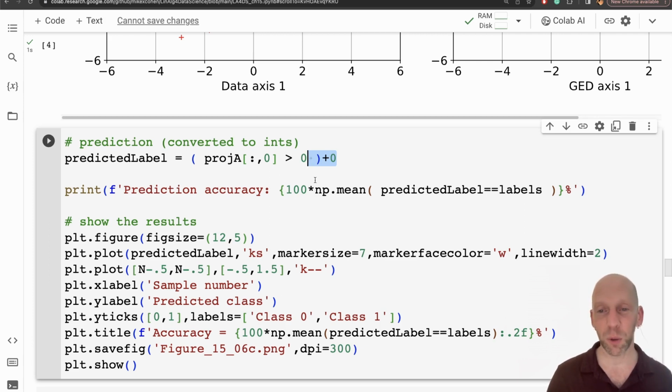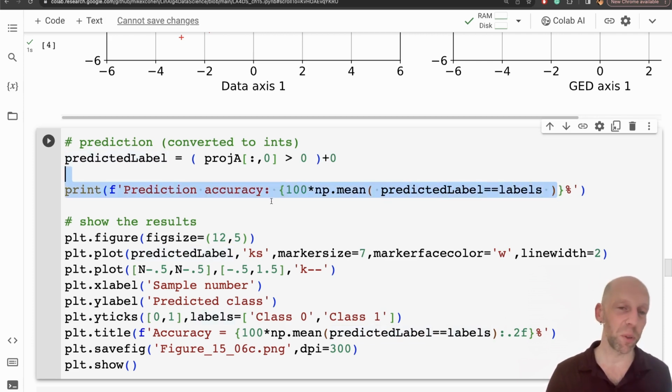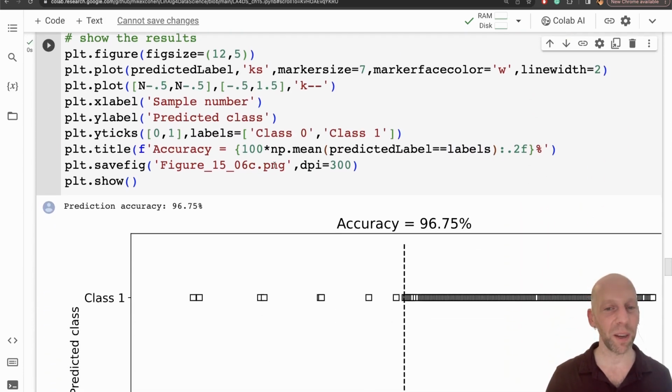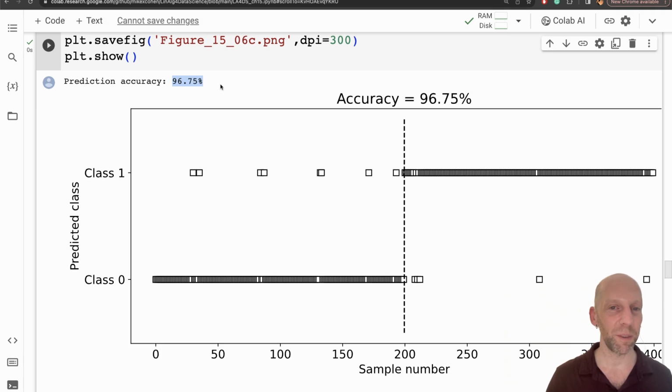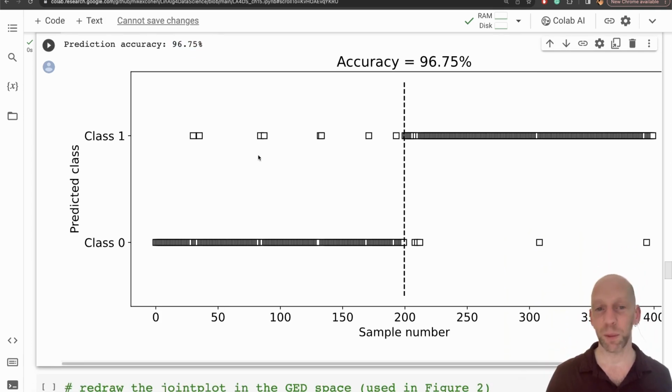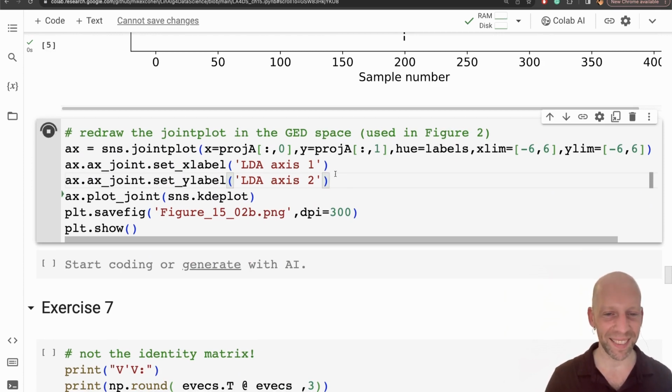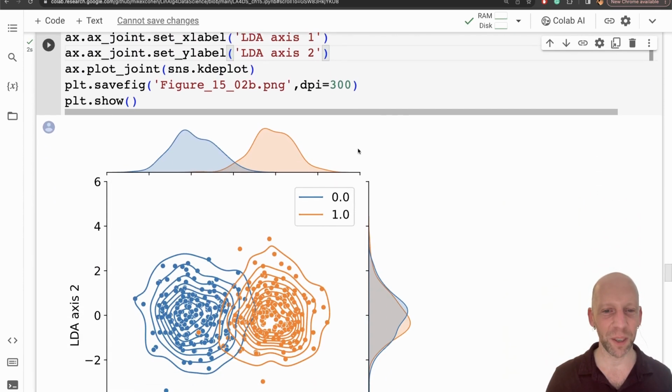Okay, and then the total prediction accuracy is just whether the predicted labels equal the true labels, and then I take the average of this, multiply by 100 to get to %, and that's it. So here we find 96.75% accuracy. That's really great. We see there's a few misclassifications here, a few misclassifications here, but overall it did really well. Okay, and then here is the other fancy plot that generates the rest of figure 2.